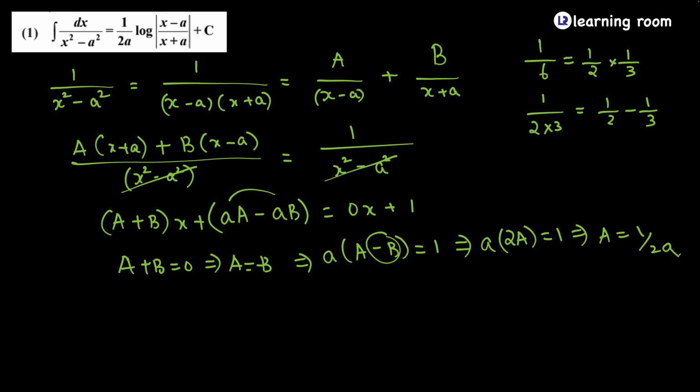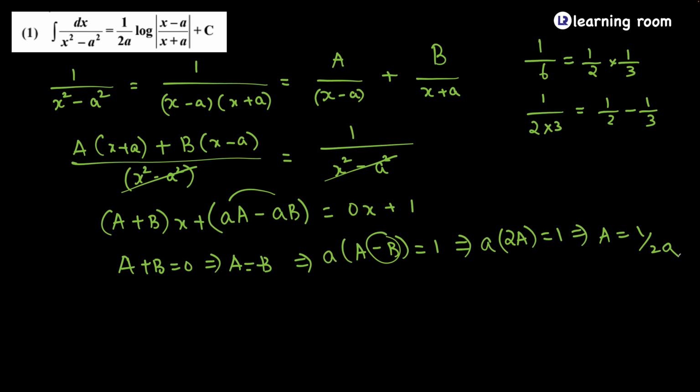So 1, I wrote it as 0 into x plus 1. Numerators. So when I compare the numerators, A into x plus a plus B into x minus a is 1. So A plus B into x plus a into capital A minus a into capital B is equal to 0x plus 1. So I'm comparing the x coefficients on both the sides, which is coming out as A plus B is 0. I'm comparing the constants on both the sides, which comes out as a into A minus B is equal to 1. Am I clear with this?